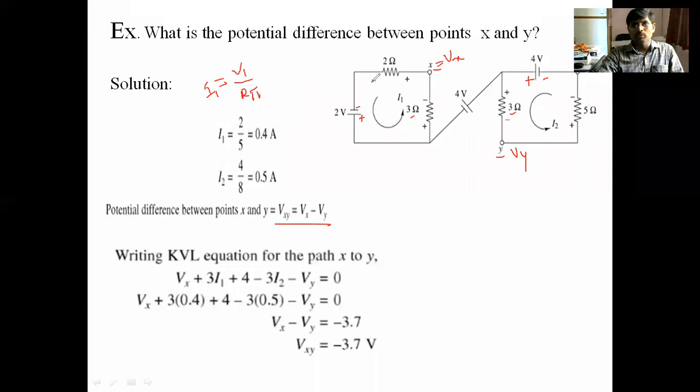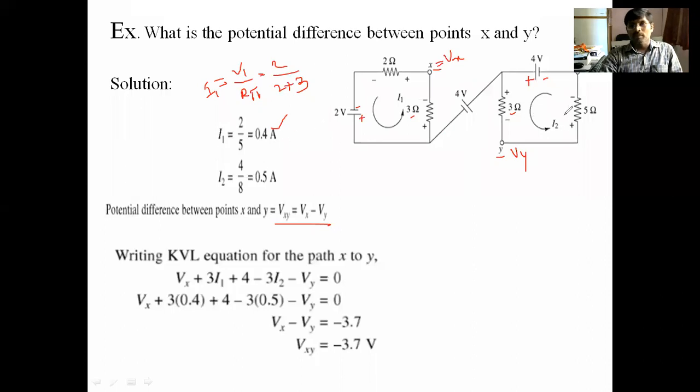What is RT1? Total resistance in loop 1. What is the total resistance? 2 plus 3, these two are in series. So therefore, what is I1? V is 2, so 2 by 2 plus 3. What is 2 by 2 plus 3? 2 by 5, which is equal to 0.4 amps.